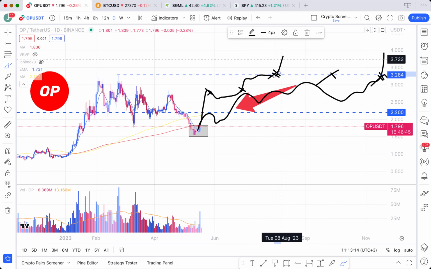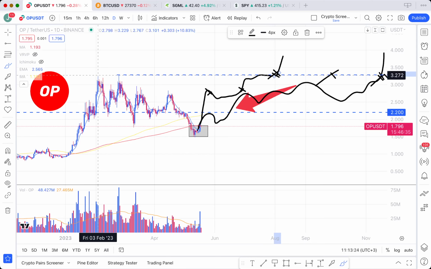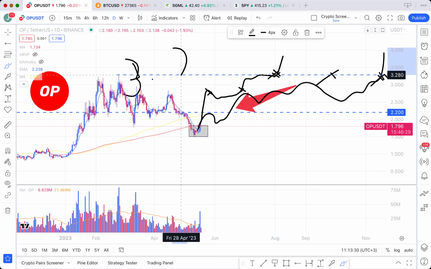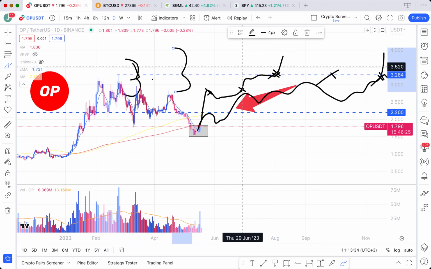Now, the probabilities in what I do believe are that we have future price action discovery for OP. I do think that $3.28 or $3.3, all right, all-time high over here isn't the end of it. I think we're going to reach in the next bull market probably even $50 or more, all right, on OP. But I don't have a crystal ball.